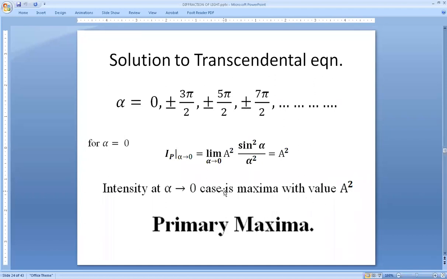As I already did the derivation, I am just revealing to you that a square is the maximum one and all other values are going to be much smaller than this. That's why this a square, given by alpha equal to 0, is what you call the primary maxima. Primary or principal maxima, chief maxima, central maxima, all these words are referring to the same alpha equal to 0 case. So this is the principal or primary maxima. Fine, I'll move to the next slide.